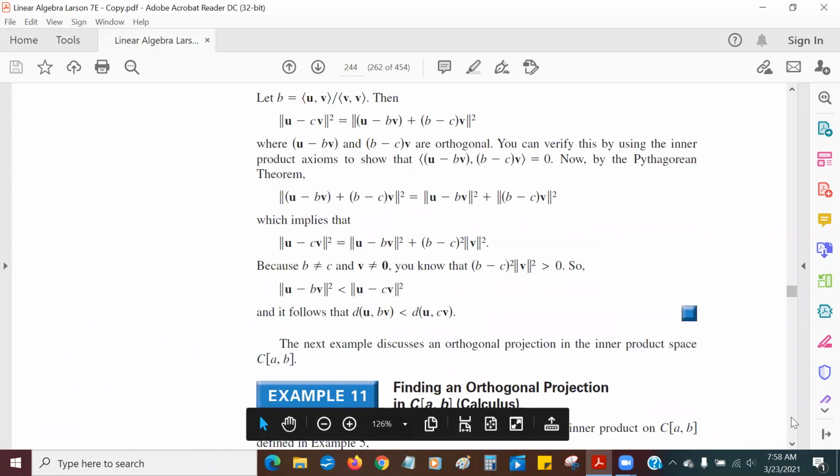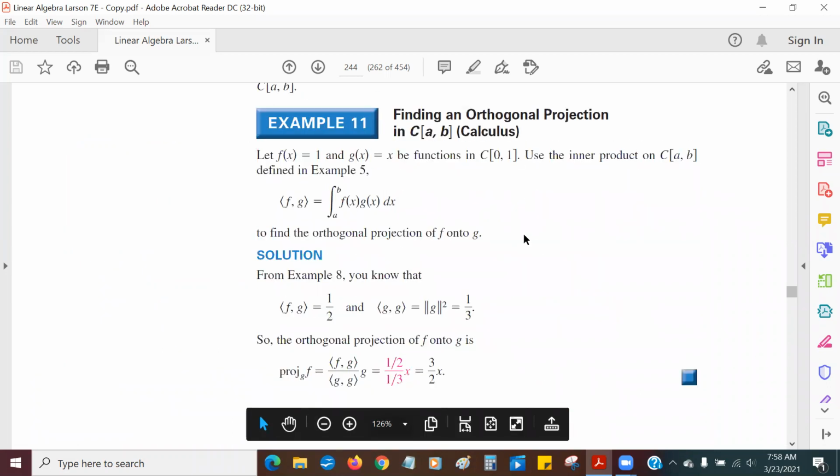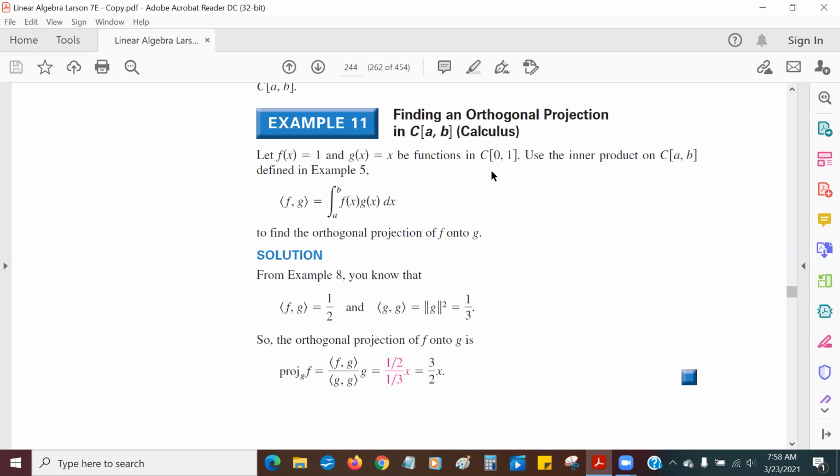Now let's look at an example of it, and this is where it gets very awesome. So f of x is 1, g of x is x, on the same interval as before. We want to use the inner product from example 5, where I'm multiplying the two functions inside an integral. And we want to find an orthogonal projection of f onto g, which is kind of wild.